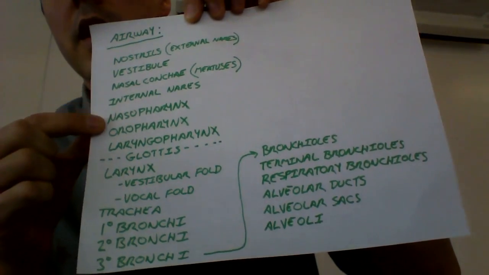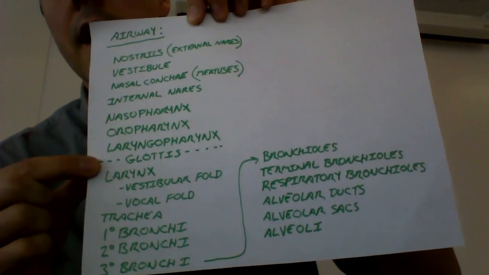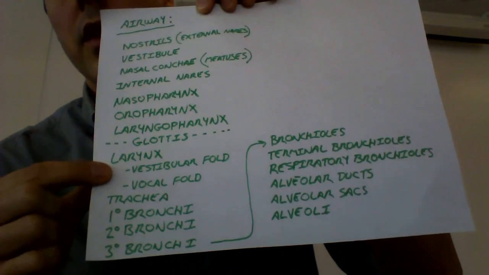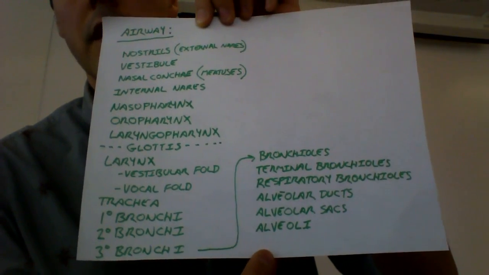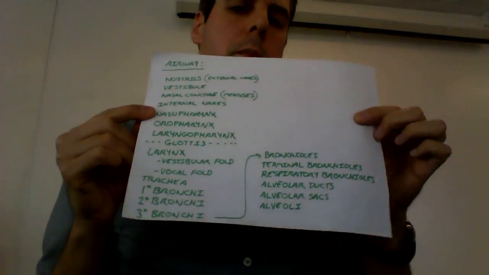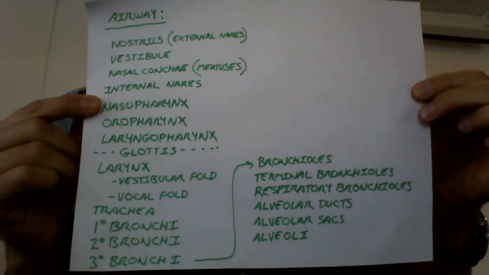This is the upper airway until we hit the glottis and then the larynx. And then we have the lower airway. It goes through the bronchi, then bronchioles, and then the alveolar structures. All right, so there's the airway. One last pause there.